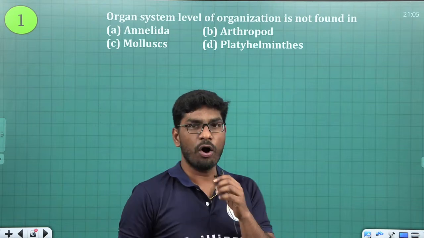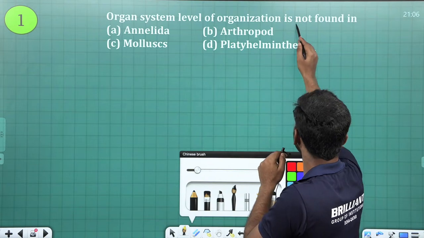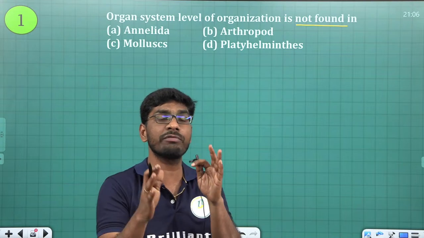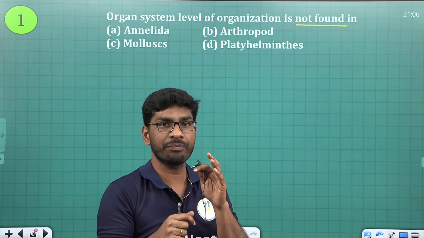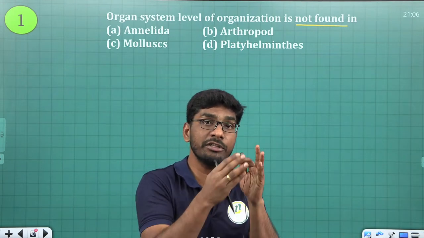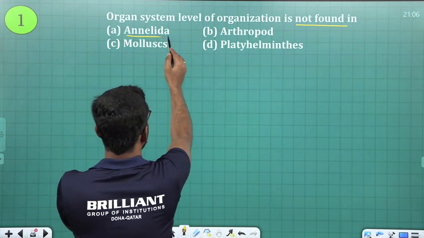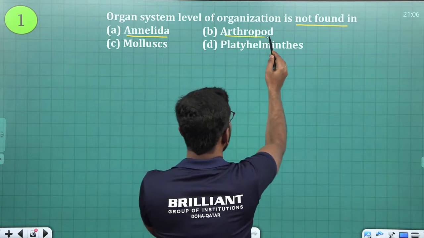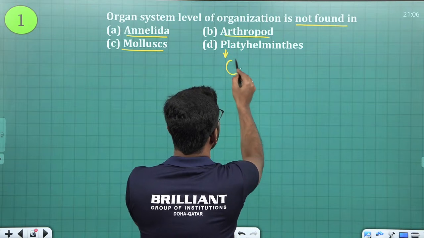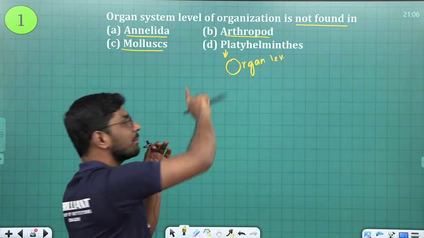The question tells us: organ system level of organization is not found in. If you are able to recall all the invertebrate phyla we discussed in class: Porifera, cellular level; Ctenophora and Cnidaria, tissue level; Platyhelminthes, organ level; from Aschelminthes onwards, organ system level of organization. Annelida, organ system level; Arthropoda, yes, organ system level; Mollusca also. Platyhelminthes, what? Organ level of organization, not organ system level.